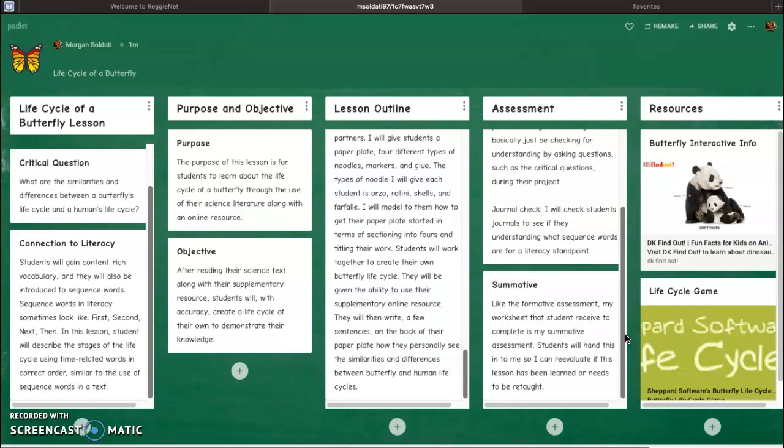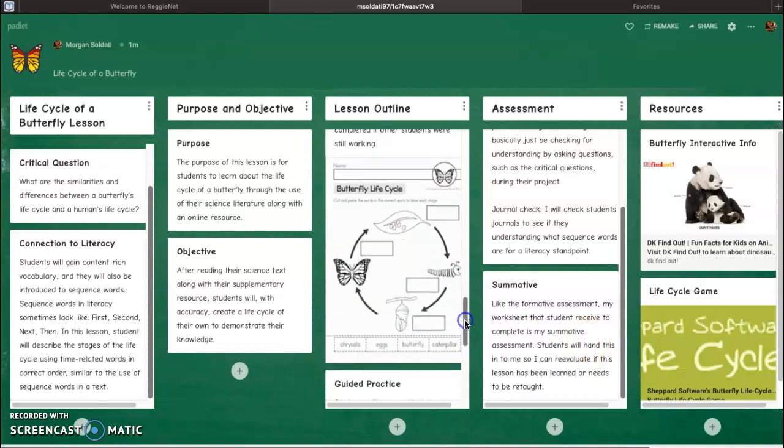And then my summative assessment is like my formative assessment, but it's my worksheet instead, which I moved somehow. And I had the students fill this out, copy, cut and glue, and then hand in. They'll hand it in to me so that I can reevaluate if I need to teach the lesson in a different way or if my students are good and they know what to do and we can move on to the next life cycle to learn about.